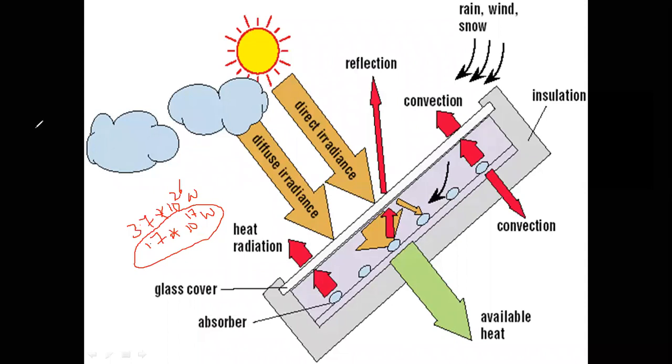Here the solar radiations are classified into three types: direct radiation, diffuse radiation, and global radiation. Direct radiation means solar radiation received at the earth surface without change of direction. Another name for it is beam radiation. That is, without absorption or scattering, the solar radiation reaches the earth surface directly. That is the direct radiation.